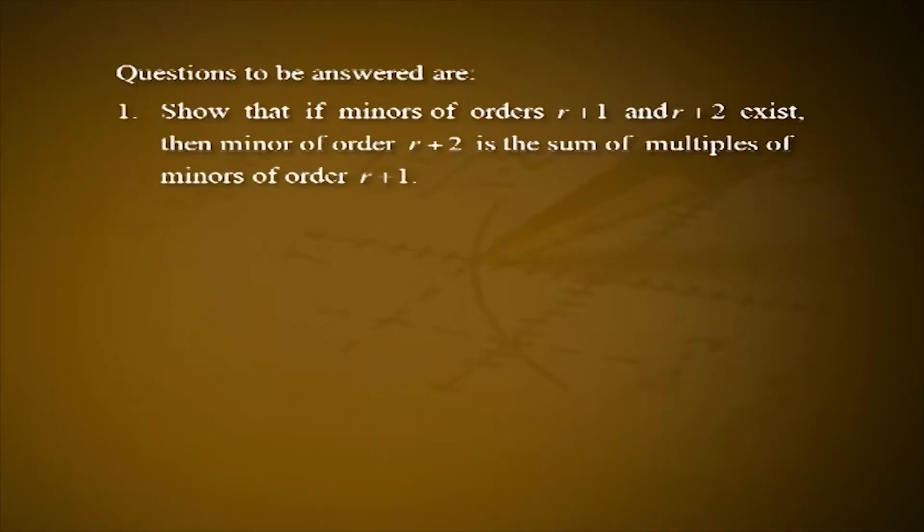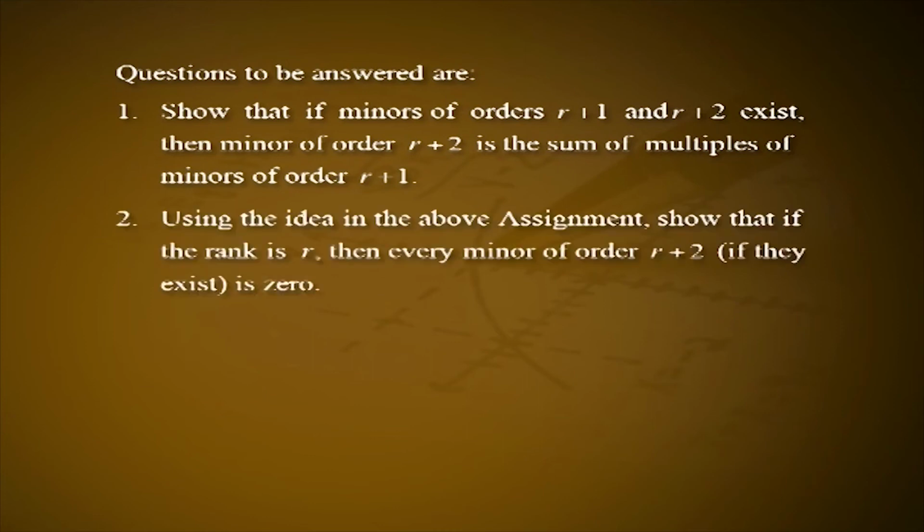First question, show that if minors of orders r plus 1 and r plus 2 exist, then minor of order r plus 2 is the sum of multiples of minors of order r plus 1. Second question, using the idea in the above assignment, show that if the rank is r, then every minor of order r plus 2, if they exist, is 0.